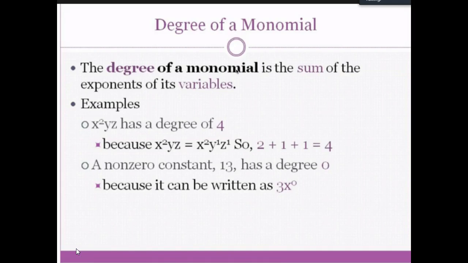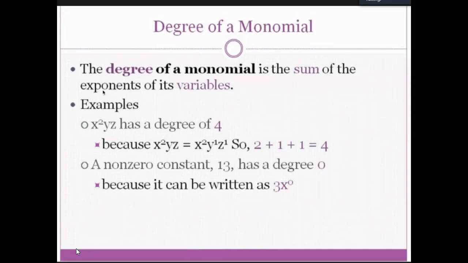The degree of a monomial is the sum of the exponents of its variable. So we talked about that briefly at the beginning of chapter 6. X squared yz has a degree 4. A non-zero constant like 13 has a degree 0.